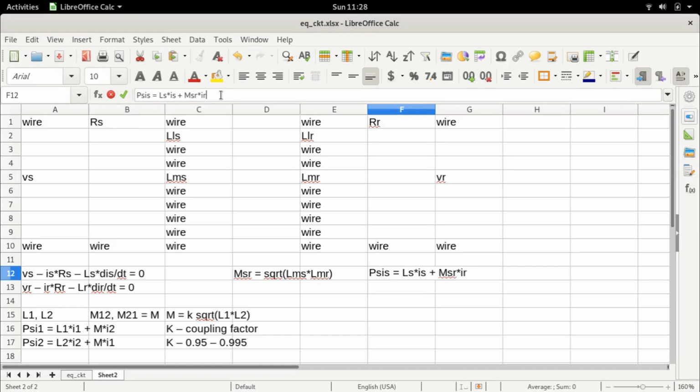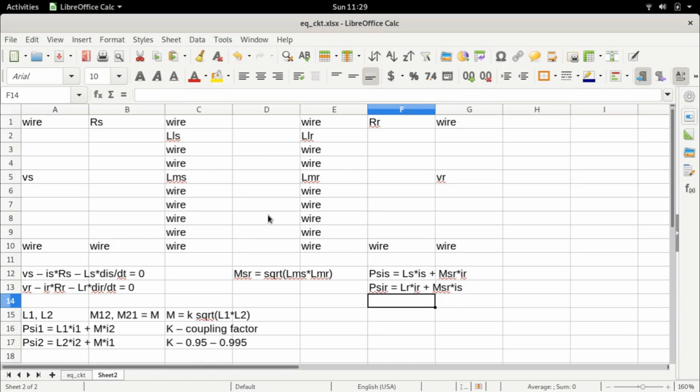Okay, and I can also copy over this equation, place it here, and I just have to change the subscripts and say that this is the rotor flux. The rotor flux is the complete rotor inductance multiplied by the rotor current plus this mutual inductance multiplied by the stator current, right? These are our flux linkage equations of the induction motor.